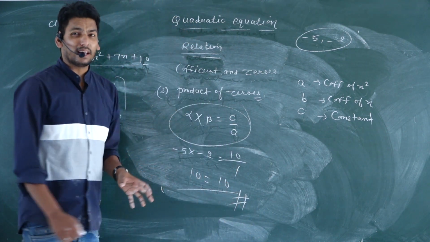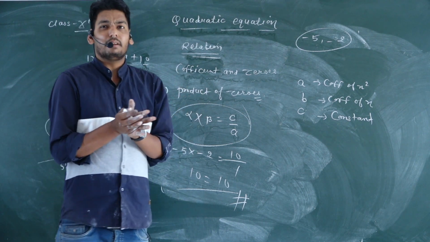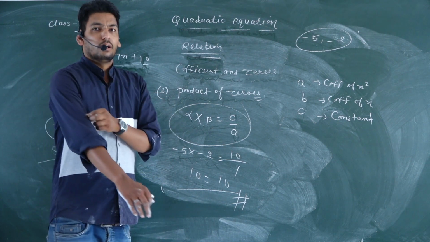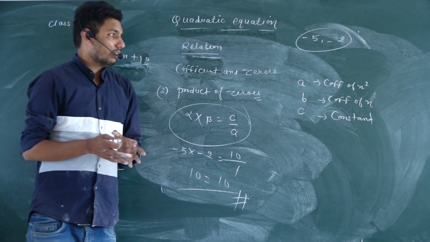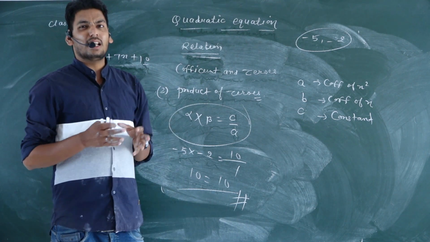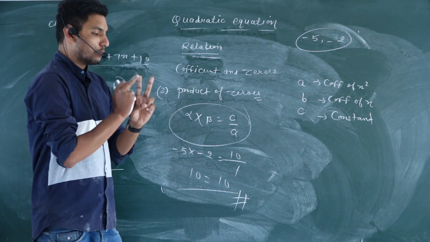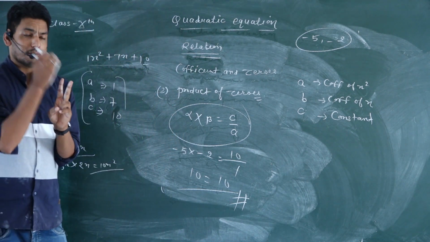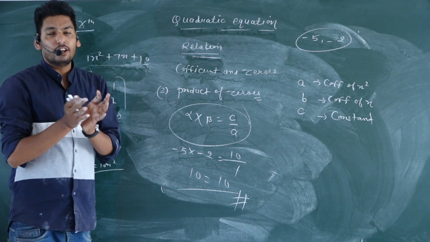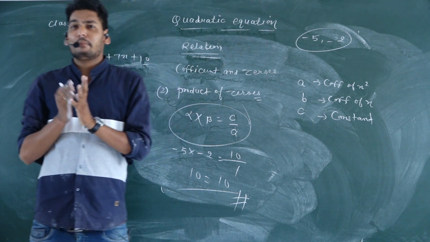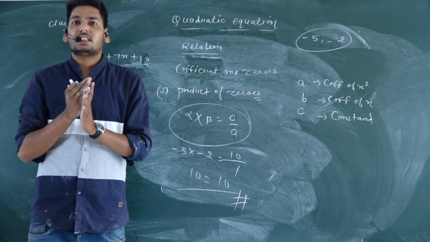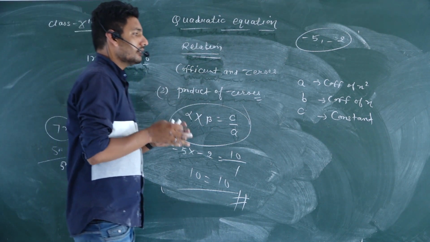Students, this is the complete topic of the relation between the zeros and the coefficients. The main topic is the quadratic equation. What did we discuss in this video? What is the quadratic equation and what are the relations? There are two types of relation. First is the sum of zeros, second is the product of zeros. Sum of zeros is alpha plus beta equal to minus b upon a, and product of zeros is alpha into beta equal to c upon a. What are a, b and c? a is the coefficient of x square, b is the coefficient of x, c is the constant.